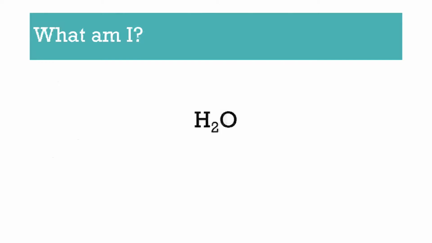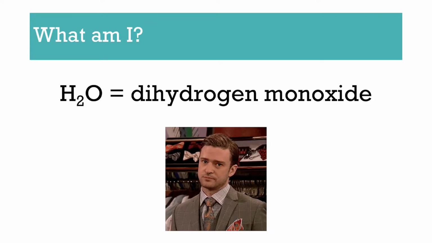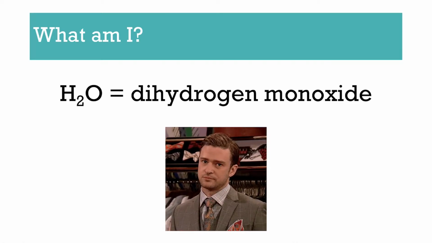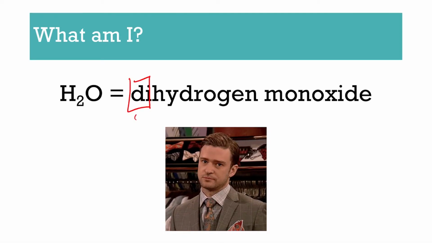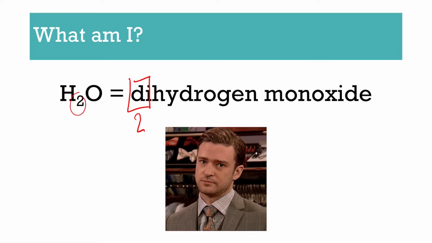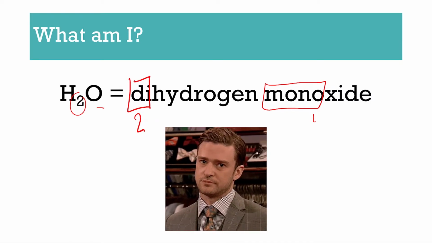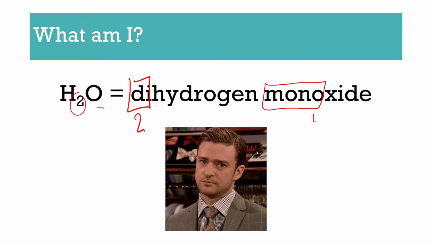Okay, so here is a compound. What is it? If you said water, you're correct, but you're also wrong. H2O is dihydrogen monoxide. So if we're going to give it its proper chemical name, it is dihydrogen monoxide. So here's where those Greek prefixes come in. Di is 2, so you have 2 hydrogens. Mono is 1, and you have 1 oxygen. So the name kind of acts like a map or directions as to how to write your formula.